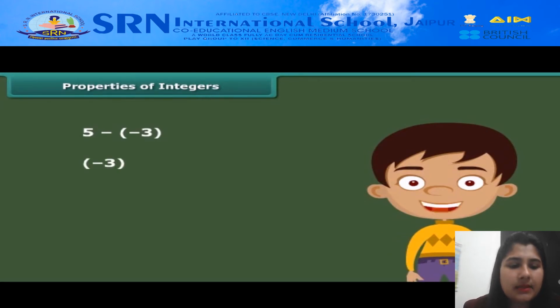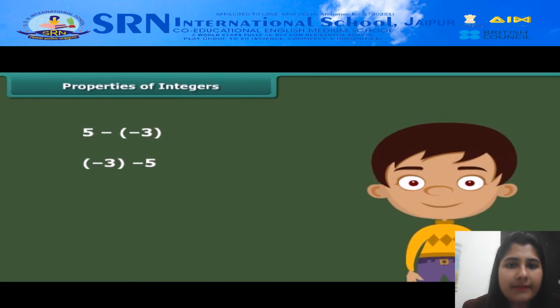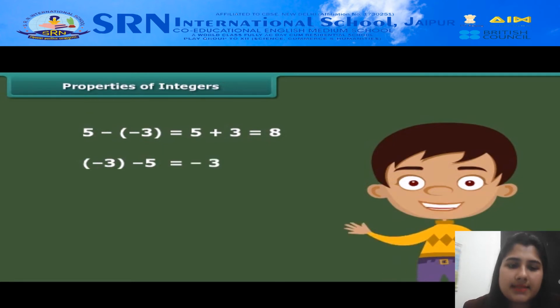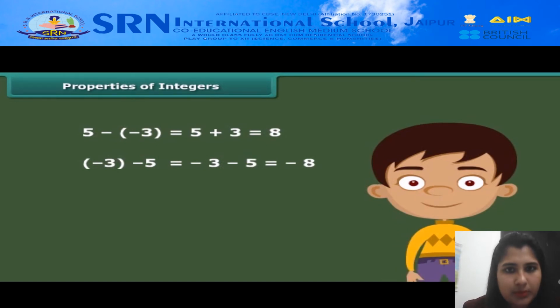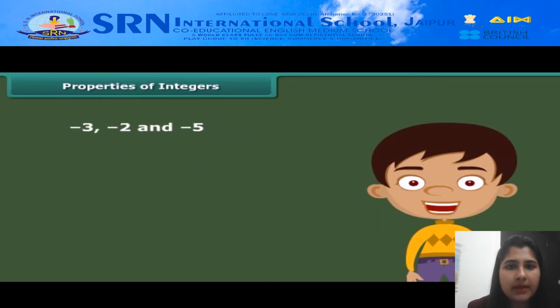Now let us see with subtraction. 5 minus bracket of minus 3 will give us 5 plus 3, because minus minus is always plus. So it will give the answer as 8. Next is minus 3 minus 5, which is equal to minus 8. So subtraction is not commutative for integers. This we have understood: addition is commutative for integers, but subtraction is not commutative for integers.